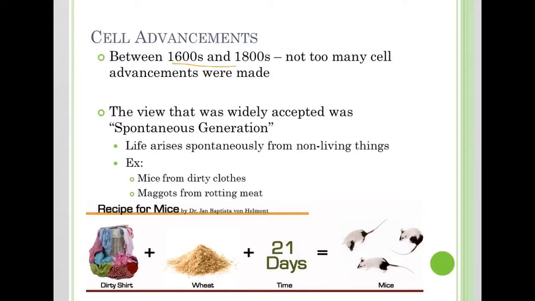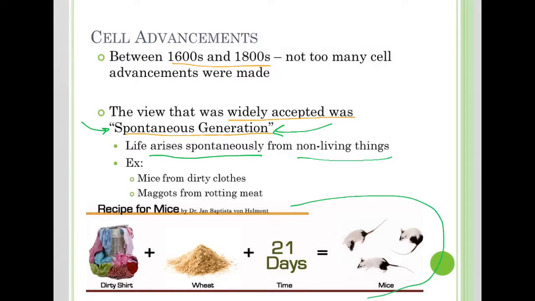And then between the 1600s and 1800s, not too many cell advancements that we're going to talk about were made. And the current view that was still widely accepted was this idea of spontaneous generation. If you break those words down, this is out of nowhere and creation, okay? And so people believed that life arose spontaneously from non-living things. So for example, mice would come from dirty clothes, or maggots would come from rotting meat. And you have to understand that might seem silly to us, this recipe for mice down here.